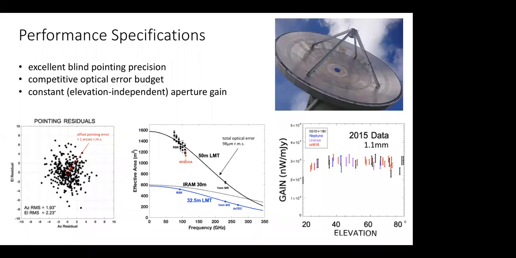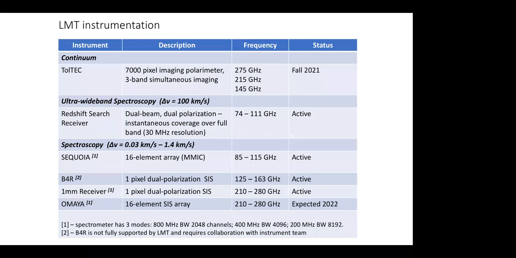So the gain of the telescope between elevation of 25 degrees to 85 degrees is actually perfectly flat. We demonstrate that through a number of measurements. You can read about that on our webpage if you want more information. For the program that we're talking about, these are the suite of instruments that are available for you to use.